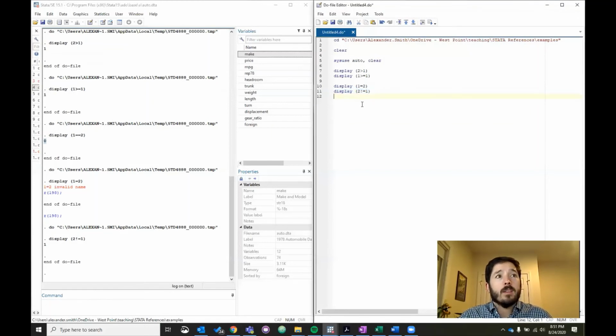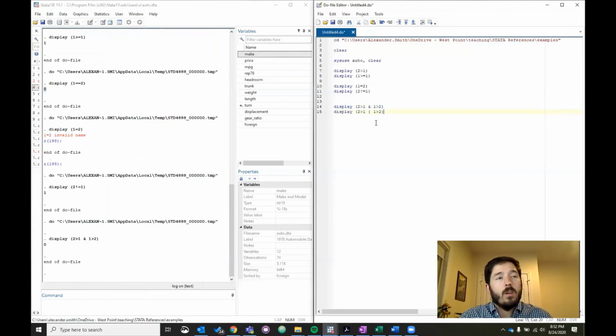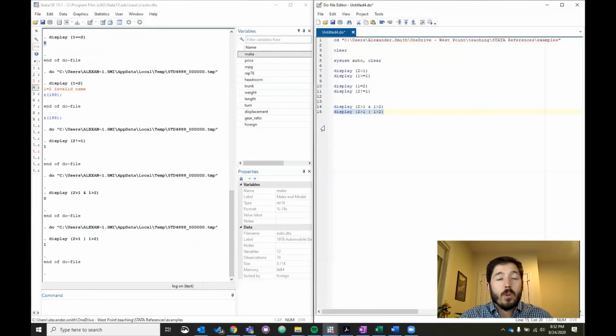Okay, you can also combine these logic statements. You can do an and, and you can do an or. So if you ask STATA, is 2 greater than 1 and 1 greater than 2, STATA's going to say no. If you ask it, is 2 greater than 1 or 1 greater than 2, it's going to say yes, because one of those things is true. Okay, a little syntax. So here's our or. It's the straight up bar, and and is the ampersand.